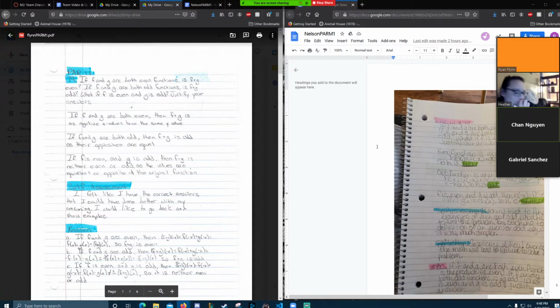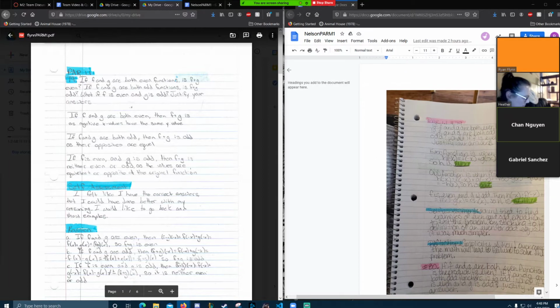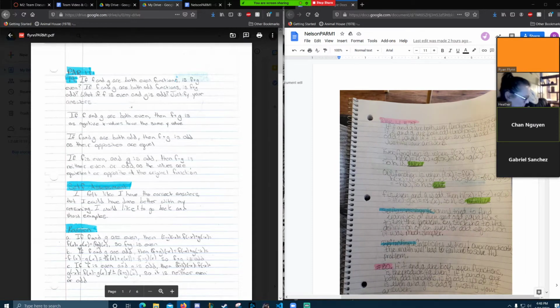So this one is: if f and g are both even functions, is f plus g even, and if f and g are both odd functions, is f plus g odd? What if f is even and g is odd? Justify your answers. Originally I just stated what they were. I see here you actually use the equations to show it. So f and g are both even. Is that right up here? Okay.